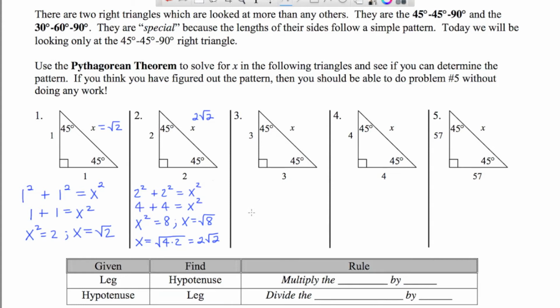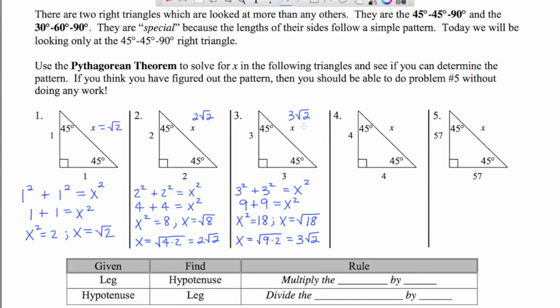In our third example, the two legs are 3. So we'll say 3 squared plus 3 squared is equal to x squared. Expanding, we get 9 plus 9 equals x squared. Simplifying further, we get x squared equals 18. Square rooting both sides, we get x equals the square root of 18. We can think of 18 as the product of 9 and 2. So x ultimately equals 3 root 2. I'll write this answer by the hypotenuse.